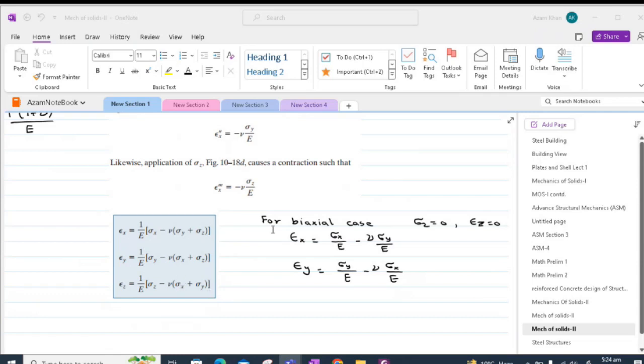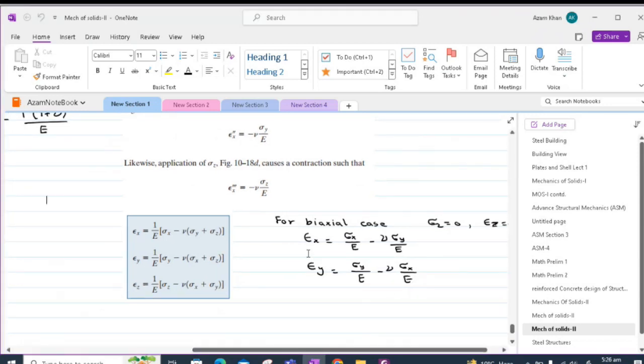In the case of biaxial stress, we will have sigma z equal to 0 and also epsilon z equal to 0. Thus, epsilon x will be equal to sigma x by E minus nu sigma y by E, and epsilon y will be equal to sigma y by E minus nu sigma x by E.